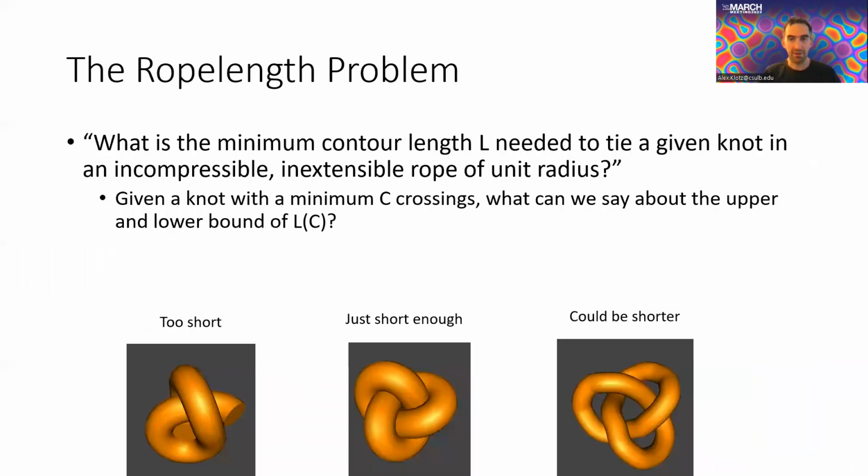And this brought me into contact with something from math called the rope length problem, which basically asks if you have an inextensible, incompressible rope and you tie a knot in it, what is the minimum length needed to tie that knot? Or if you have a rope that's an inch thick and a foot long, can you tie a knot in it? More generally, we can ask if a knot has some minimum number C of crossings, what are the upper and lower bounds of the rope length as a function of C?